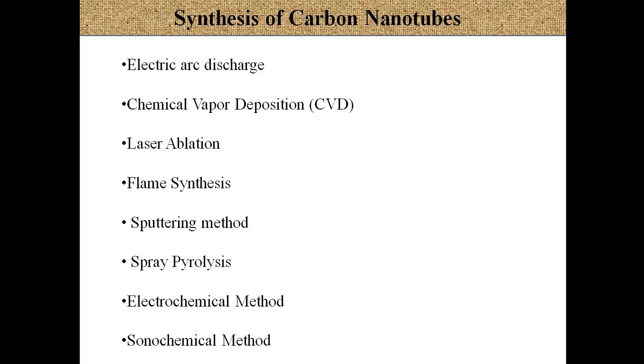So now we have to discuss the synthesis of carbon nanotubes. How can this carbon nanotube be synthesized? My dear friend, there are a large number of synthesis methods for carbon nanotubes. For example, there is the arc discharge method, chemical vapor deposition, laser ablation, flame synthesis, sputtering method, spray pyrolysis, electrochemical method, and sonochemical methods. All these methods we are not going to study in our syllabus, only one or two: the arc discharge method and chemical vapor method, that we are going to discuss in our syllabus.